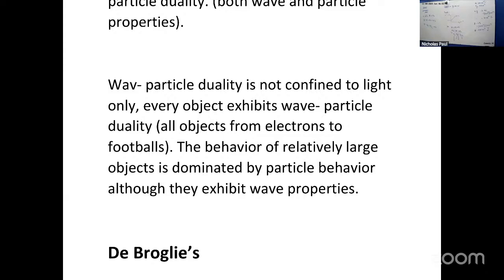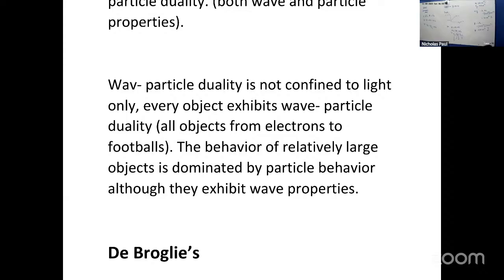All right? So wave-particle duality is not confined to light only. Every object exhibits particle and wave duality. All objects, from electrons to footballs, all of those have particle and wave properties. But again, what do you expect to see more in a football?